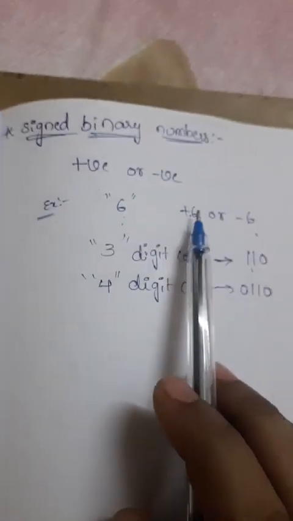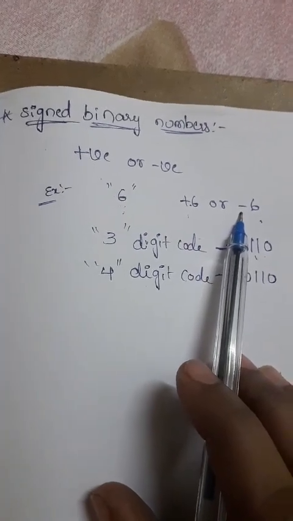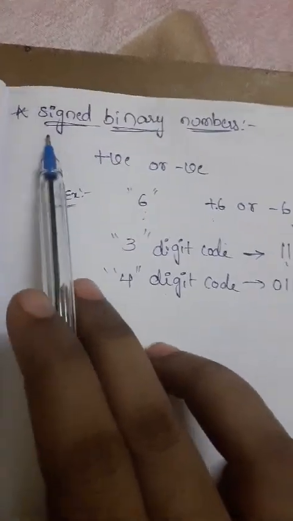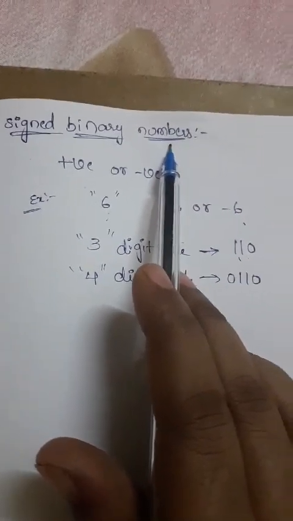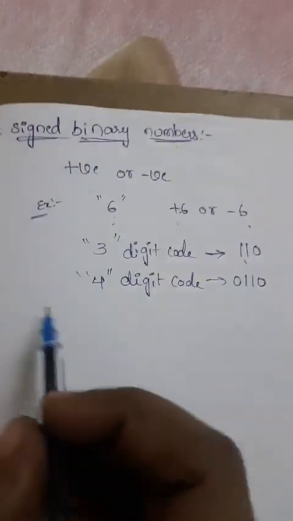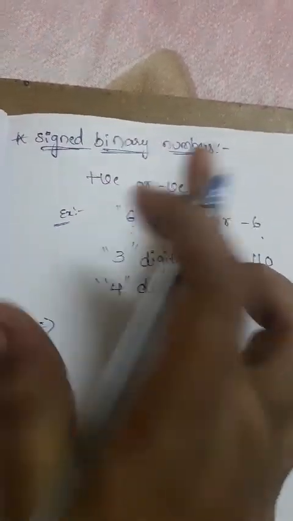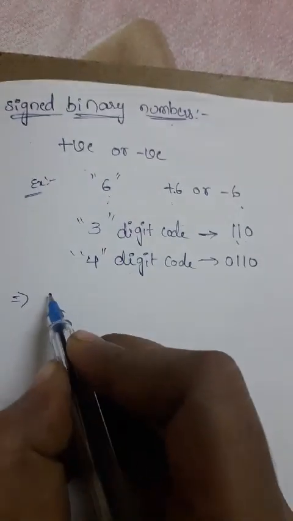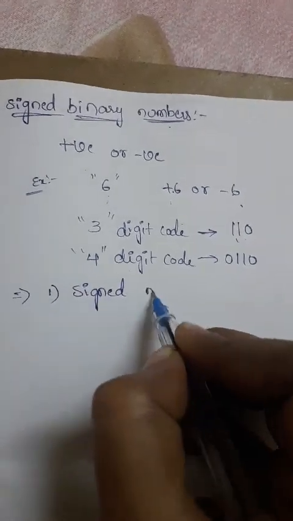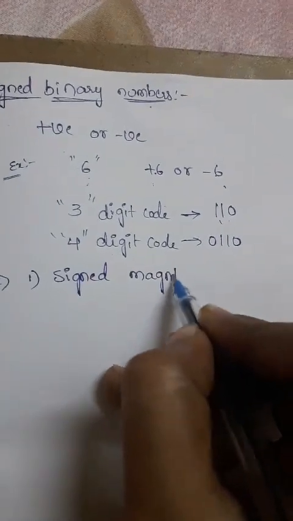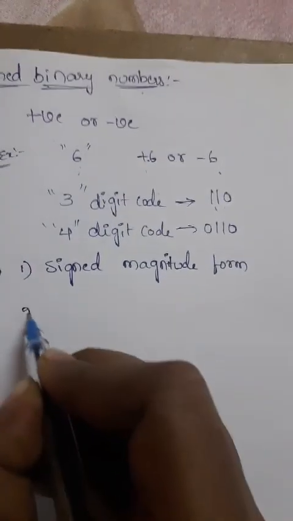To implement a positive number and a negative number in binary equivalent, we use signed binary representation. Signed binary numbers are classified into two types. The first one is signed magnitude form, and the second one is complement form.